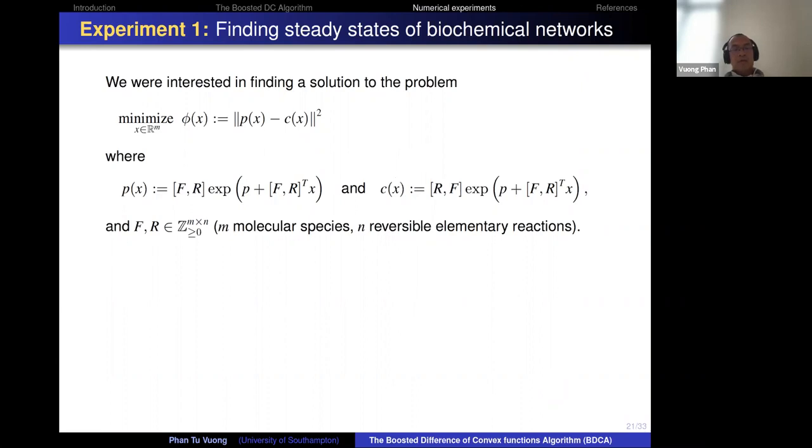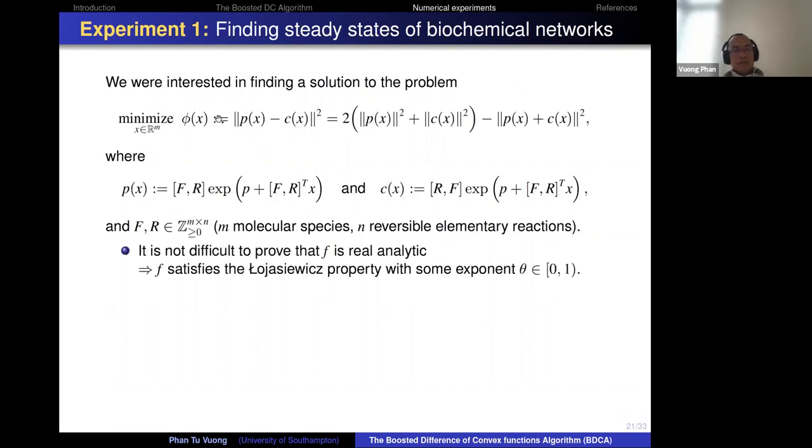So we were asked to compute a steady state of a very large biochemical reaction network defined by a dynamical system, dx/dt equals f(x). And f(x) can be written as P(x) minus C(x), and solving that is equal to minimizing the objective function phi here, which is the norm of P(x) minus C(x) squared. Where P and C are defined by formulas, where capital F and capital R are matrices of dimension m times n. M here is the number of molecular species, and n is the number of reversible reactions.